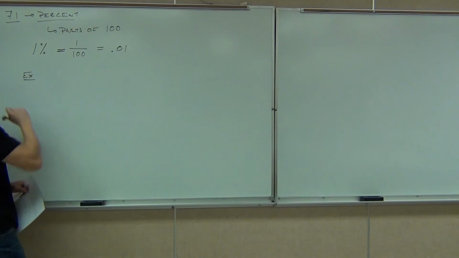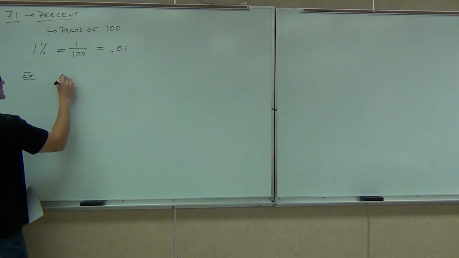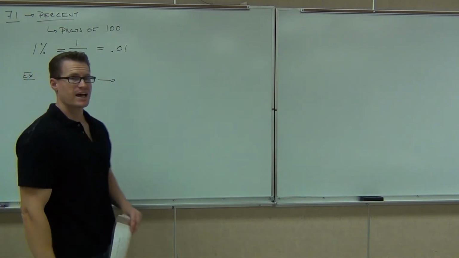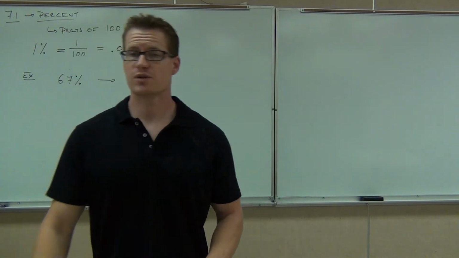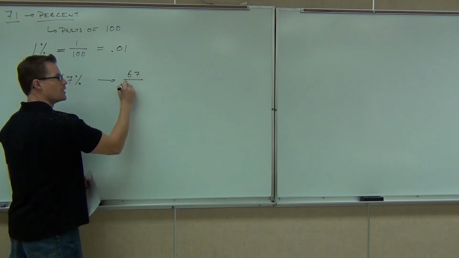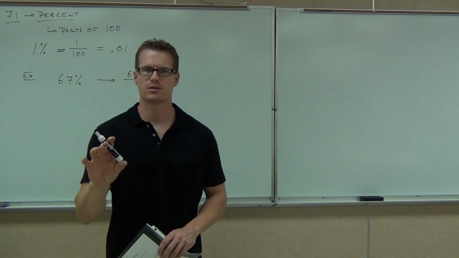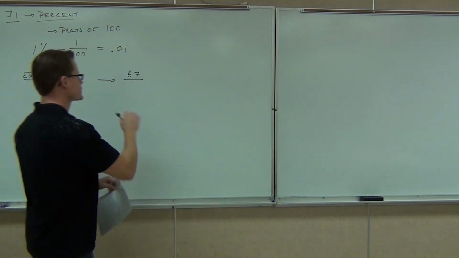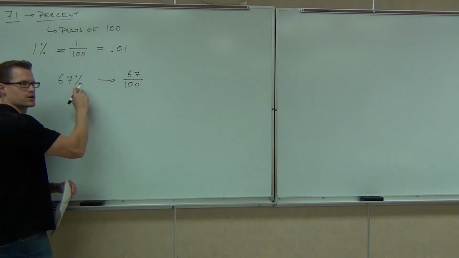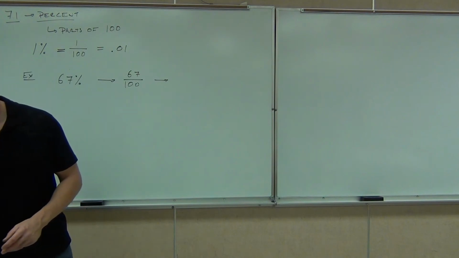Now, of course, we don't always deal with just 1%. We deal with a lot of different percents, such as, how about 67%? Can you write that as a fraction first? Sure, this is going to be how much? What over what? 67 over 100. It's always parts of 100. That's what percent means. So what's going to be on the denominator of your fraction? 100. Yeah, this says 67 parts out of 100. That percent stands for parts of 100. Could you write it as a decimal? Yes.